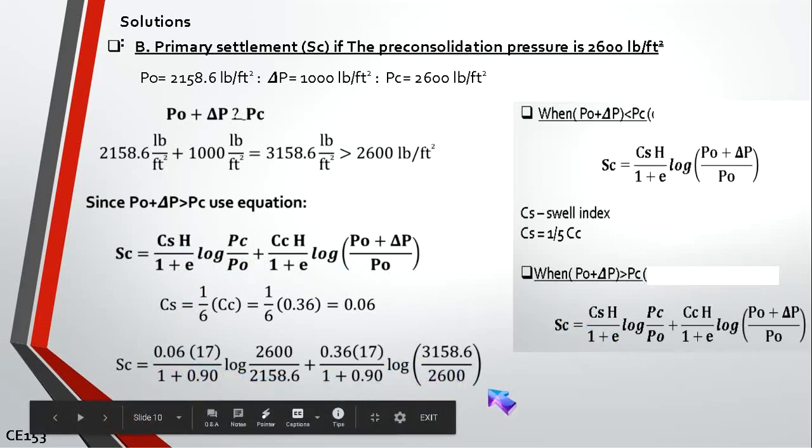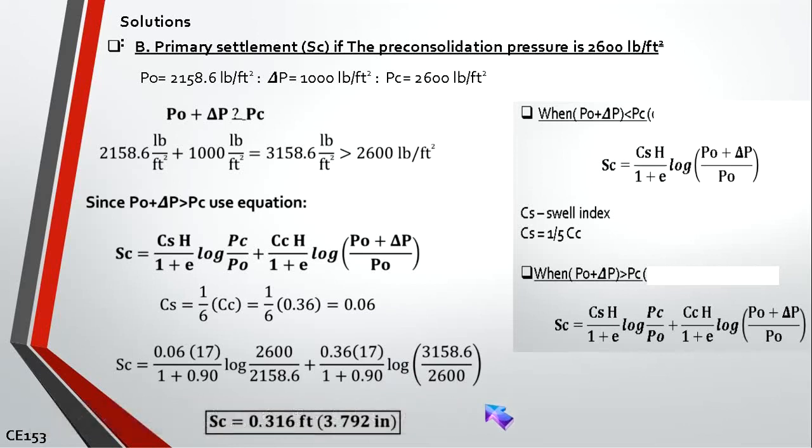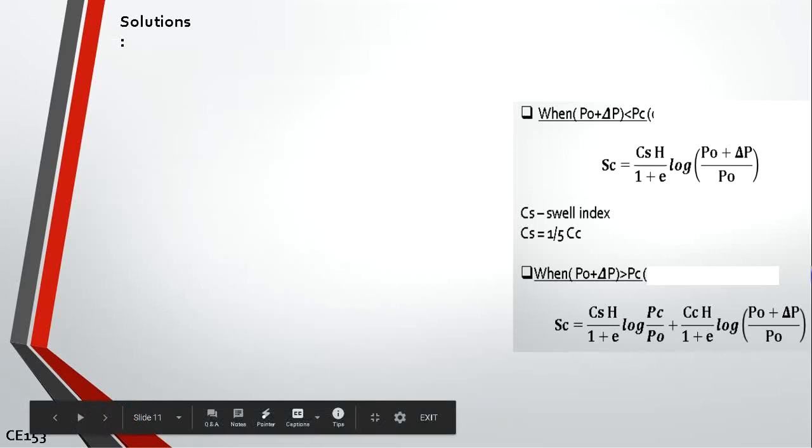So, ano yung magiging sagot natin for the primarily consolidated? Yung SC natin, we will use our calculator to solve our primary settlement. We will be getting 0.316 feet or in inches, 3.792 inches. And lastly, for letter C.